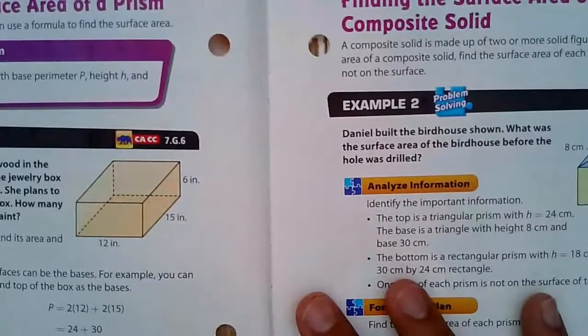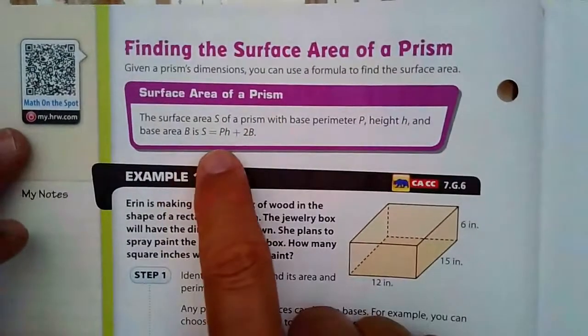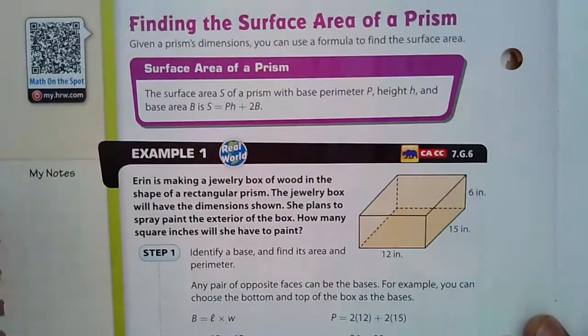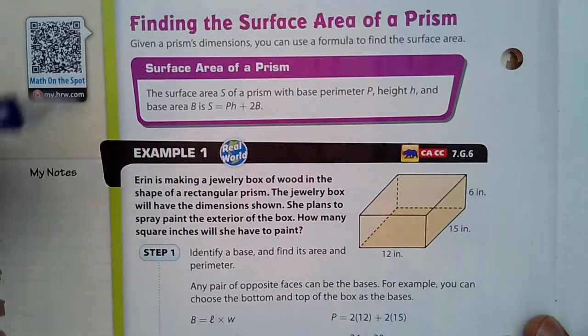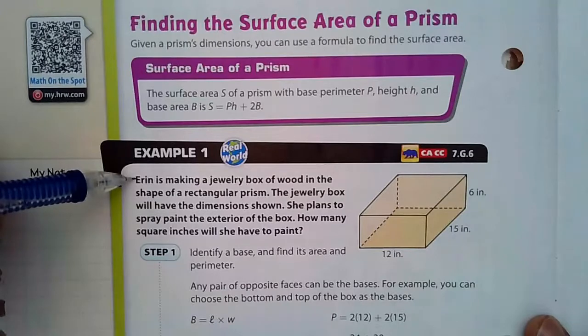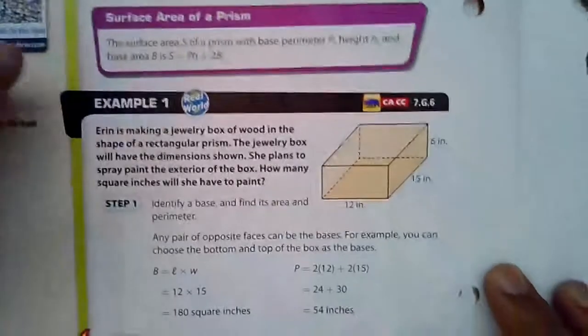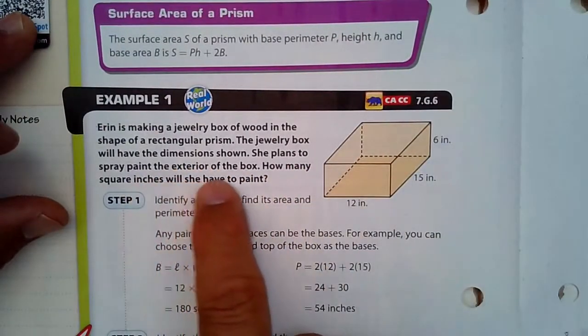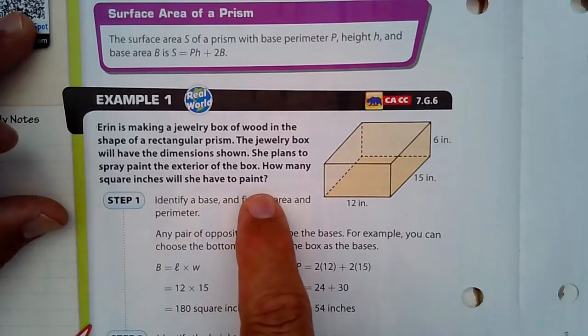So let me show you this here. We have our official statement of that formula that I just showed you, and it's put into practice here, where Erin is making a jewelry box of wood in the shape of a rectangular prism. The jewelry box will have the dimensions shown. She plans to spray the exterior of the box. How many square inches will she have to paint?